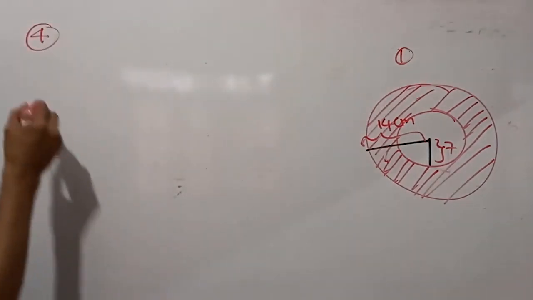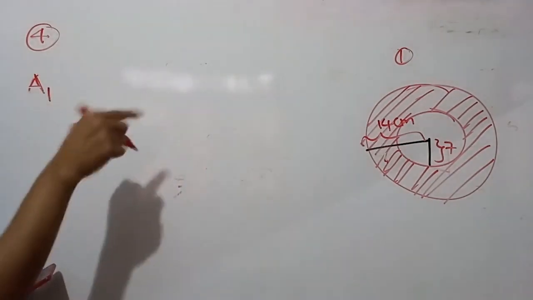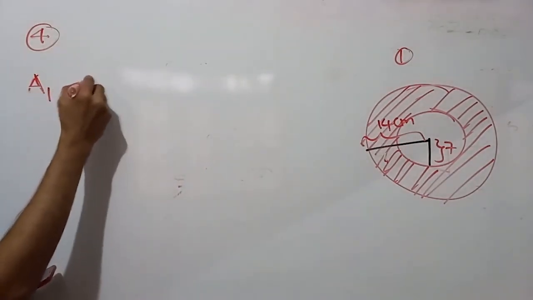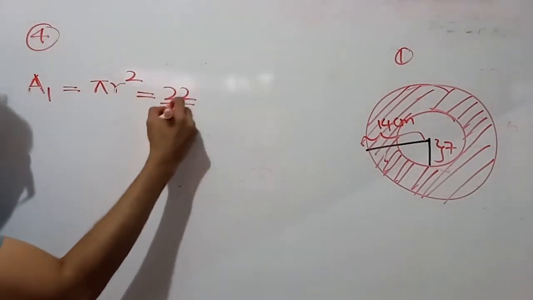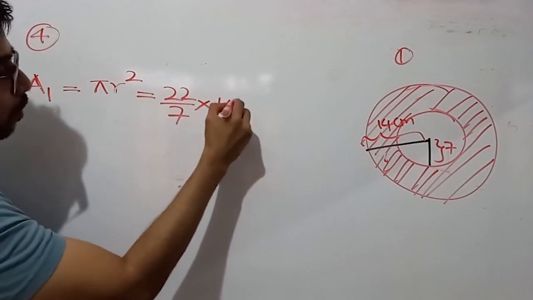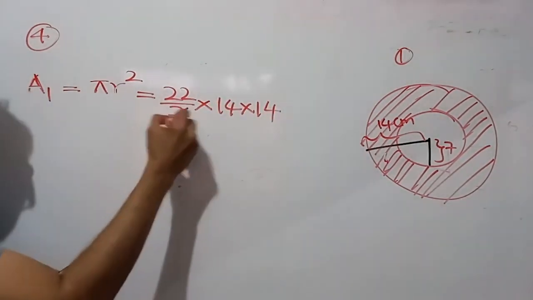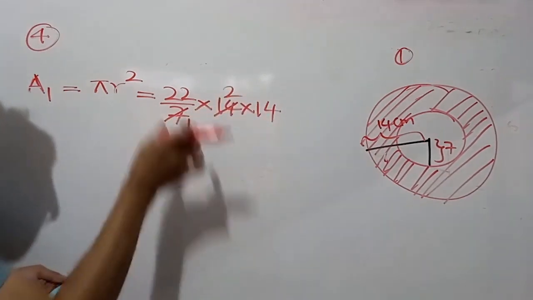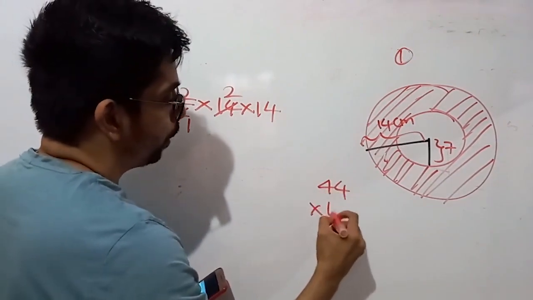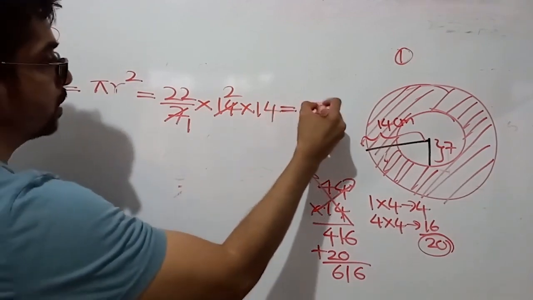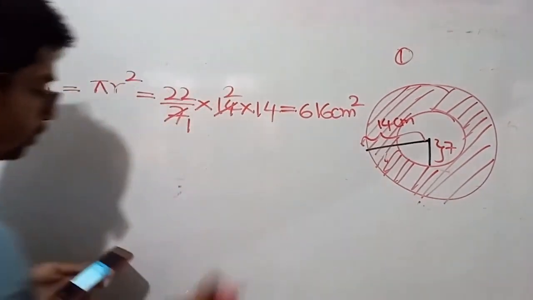Right? So I'm going to take A1. So this is the area of the larger circle, right? So 5r square. So 5 will be what? 22 by 7. R is what? 14 times 14. Why? This radius is 14. No? So 7 times 1 and 7 times 2. So 22 times 2, that is what? 44. 44 into 14. So this is what? 616 square centimeters.